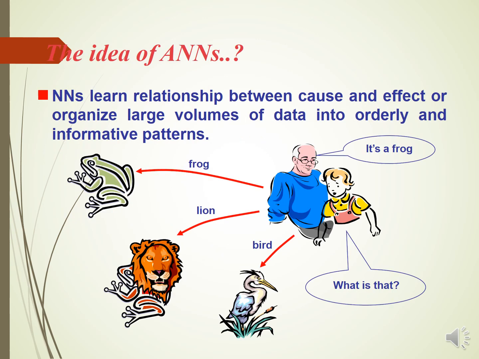So, what is the idea of ANN? Normally, neural networks learn the relationship between cause and effect, or organize large volumes of data into orderly and informative patterns. You can see the picture here. If a child asks his father what that is, he will answer, it is a frog, it is a lion, it is a bird. That is how our neural network will act, because we have our own biological network. According to that biological network, we will be acting.